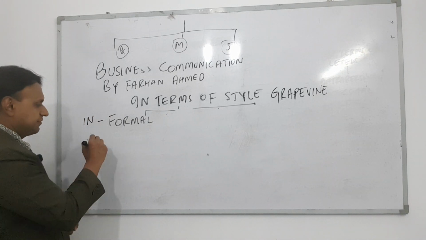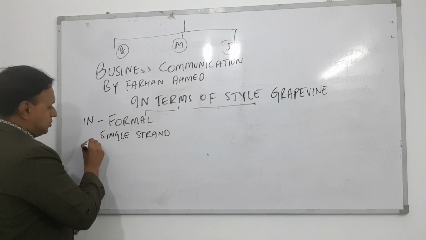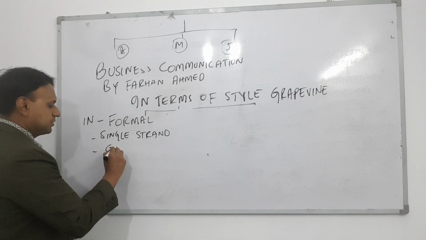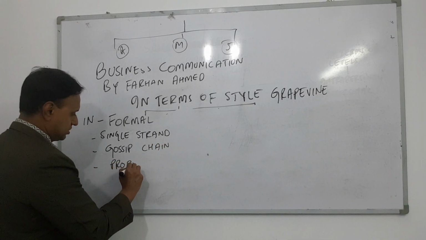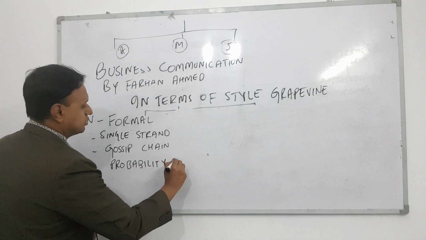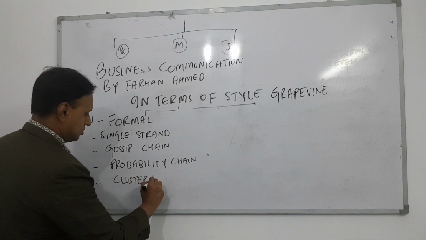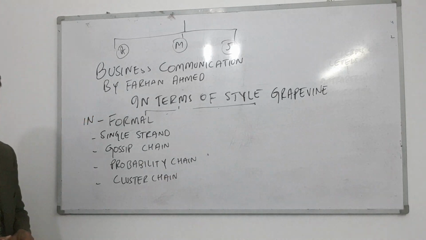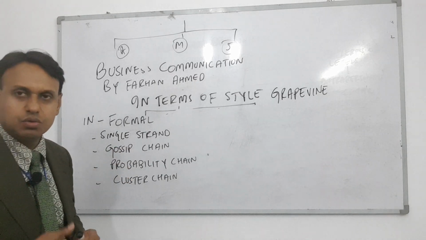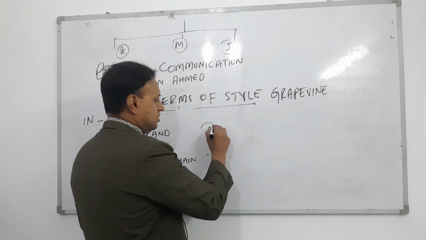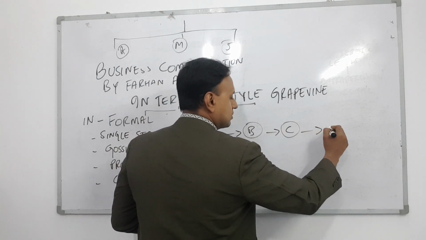So informal communication, the very first one we have is called single strand. The second one we have got is gossip chain. The third one we have got is probability chain. And the last one that we have got is called cluster chain. Now, if we look at all these types and we discuss them, single strand will be the communication that is being spread by one source to another party, and that will only be between one person to another person.